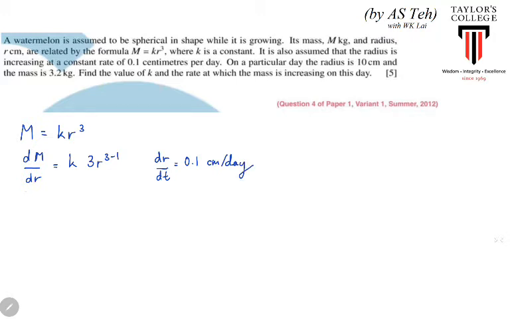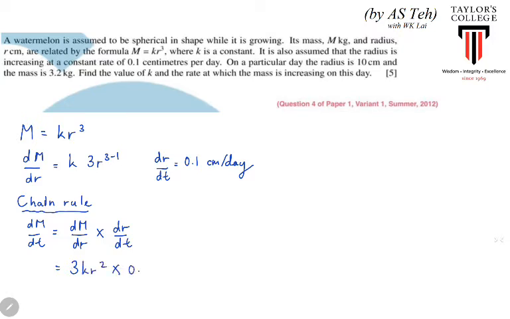With this information, I can use the chain rule. Noting that I want to find the rate of change of mass with time, I can attain it by multiplying the rate of change of mass with the radius of the watermelon by the rate of change of the radius of the watermelon with time. Therefore this gives me 3KR squared multiplied by 0.1, or 0.3KR squared.